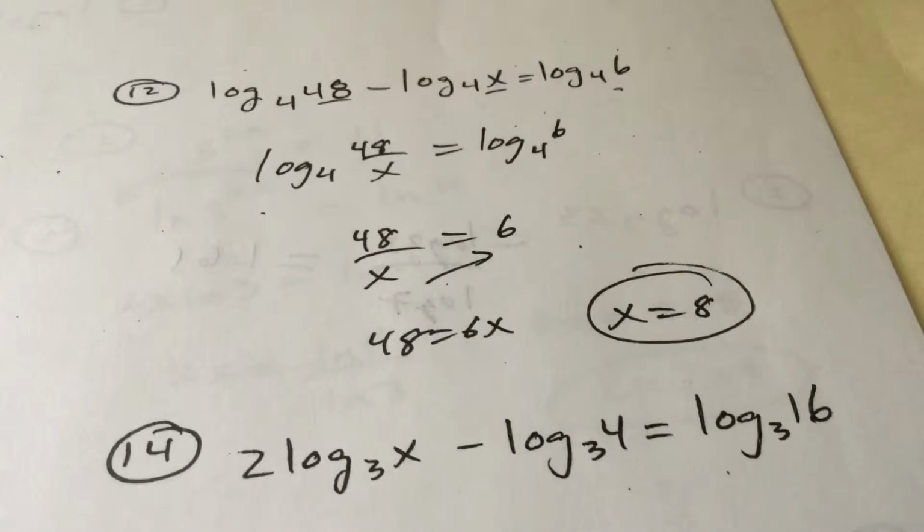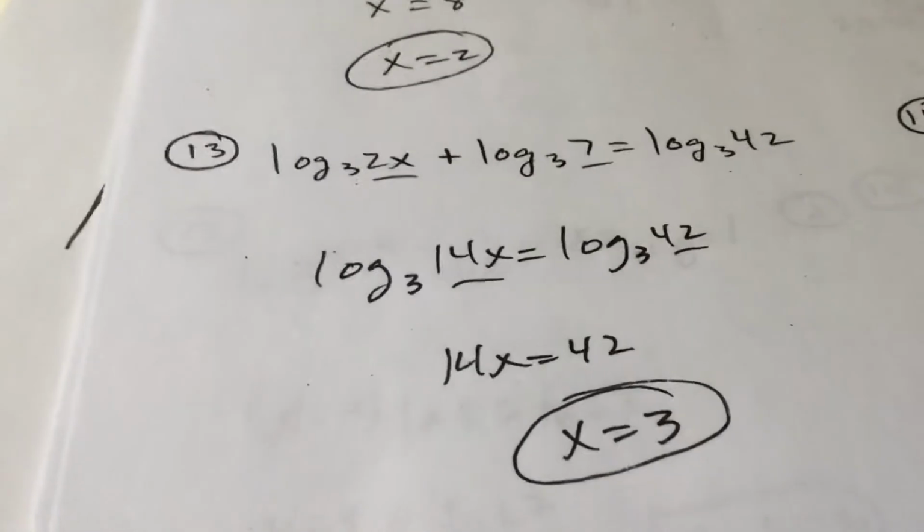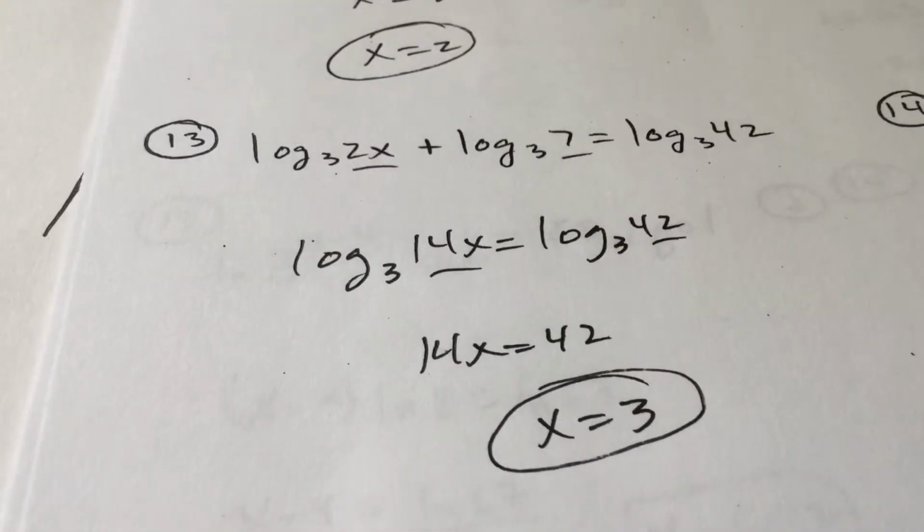Log base 4 of 48 minus log base 4 of x. Got log base 4 of 48 over x equals log base 4 of 6. 48 over x equals 6. X is 8.